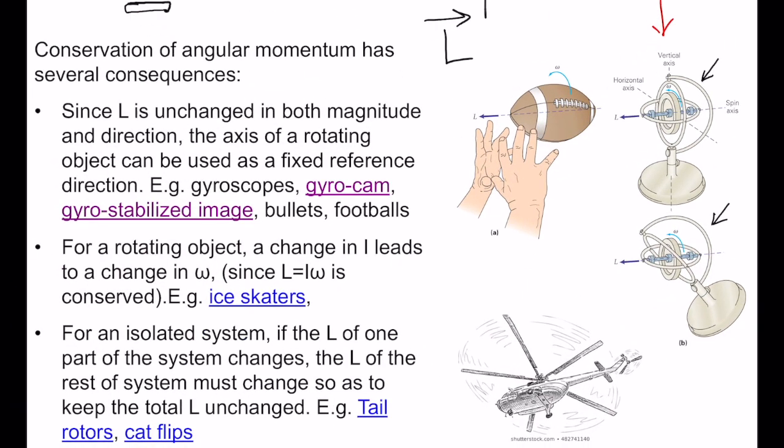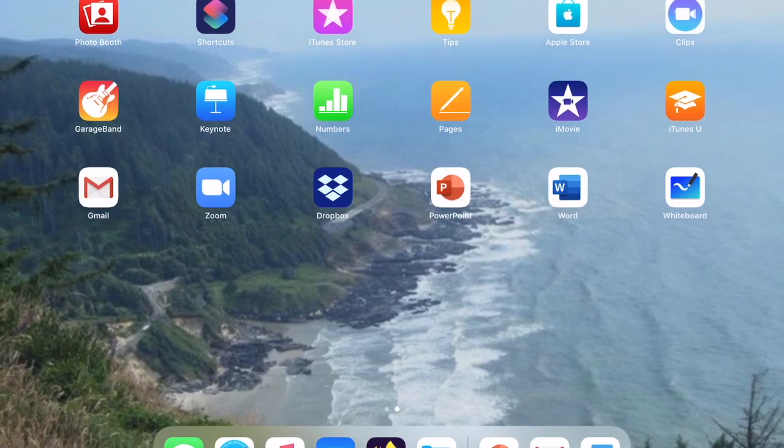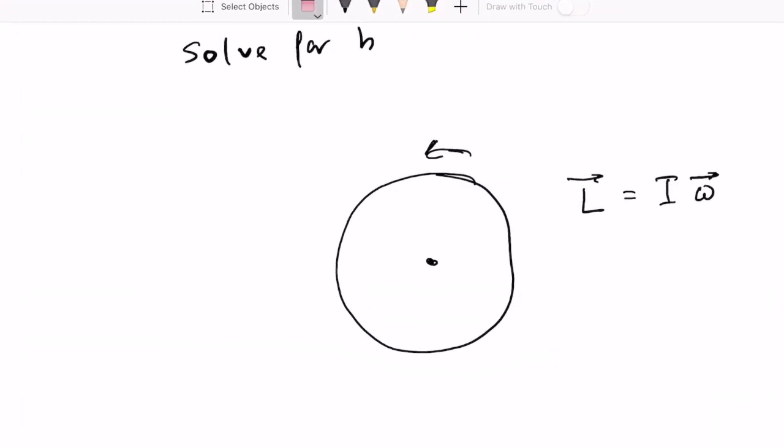All right, so that's one class of applications. Another class of applications of angular momentum conservation is the following. L equals I omega, right? So if L is conserved, I'll just write this again.